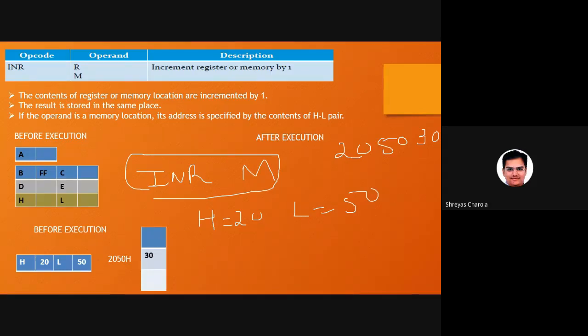Which memory location? HL. HL is 2050. So it will go to that location. What is the content I have? That content will be incremented and written again over here. So this will be overwritten with 31.